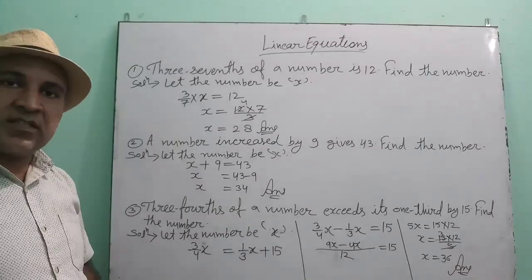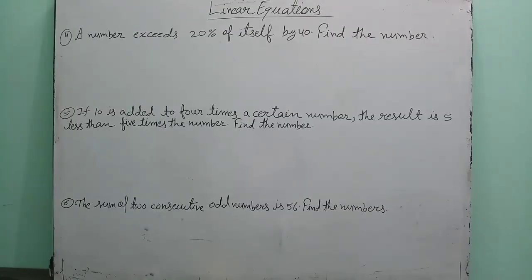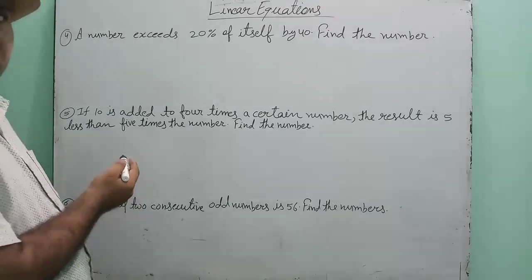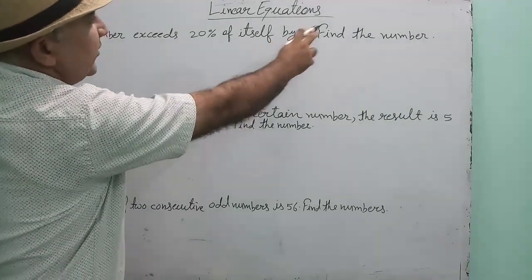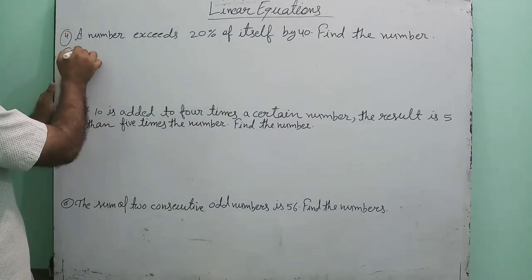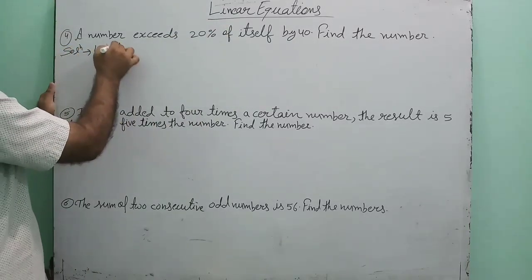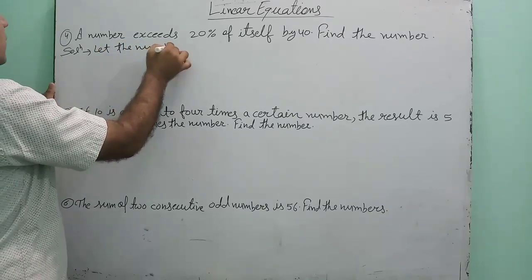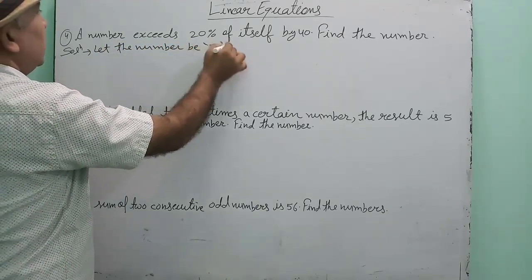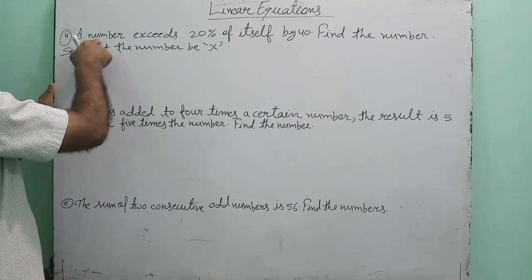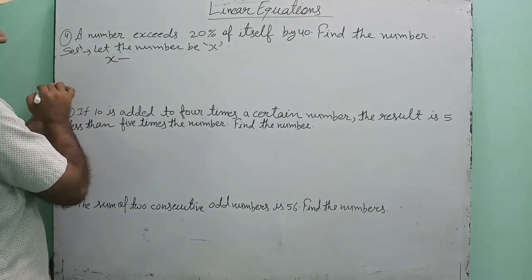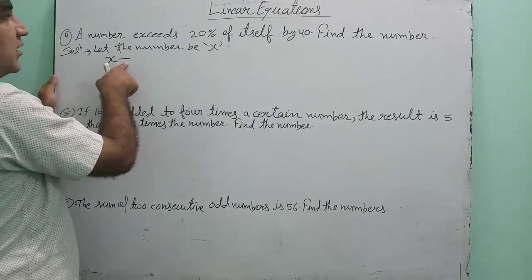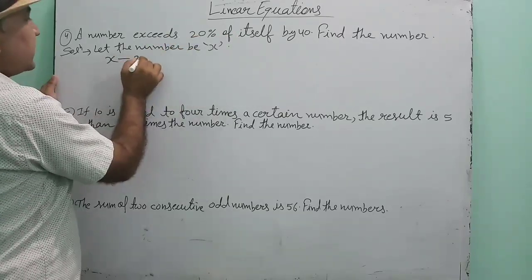Now note down these questions. Now question number 4. A number exceeds 20% of itself by 40. Find the number. Again, suppose the number be x. Okay, now see. A number exceeds. I told you the technique. Number exceeds. At the place of exceeds, put minus 20% of itself.